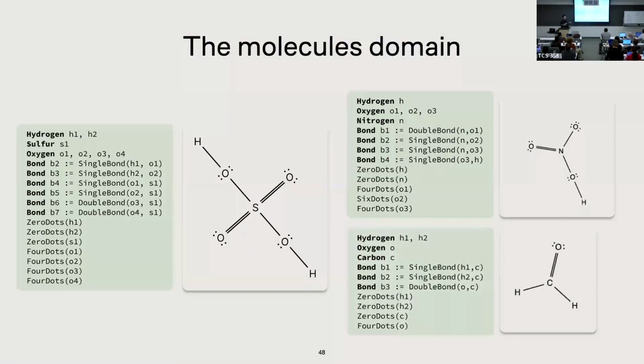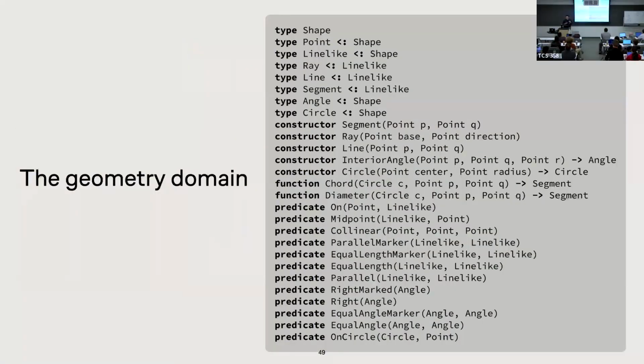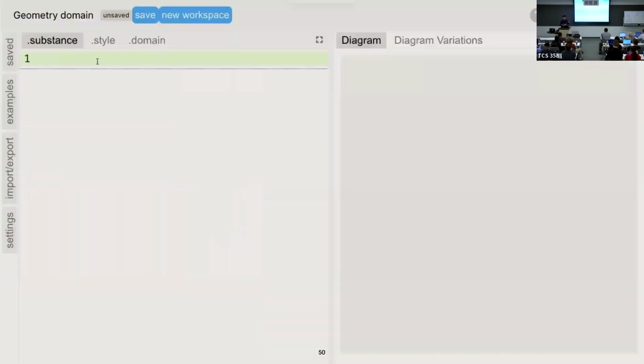Substance programs and create diagrams for new molecules. And similarly, the geometry domain can also be created this way, and it's probably our largest domain by far. And the main constructs in the domain will still kind of fit on the same slide, which I think is pretty cool.